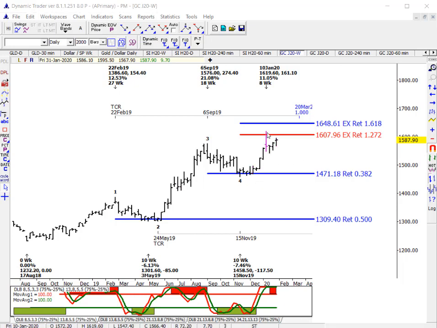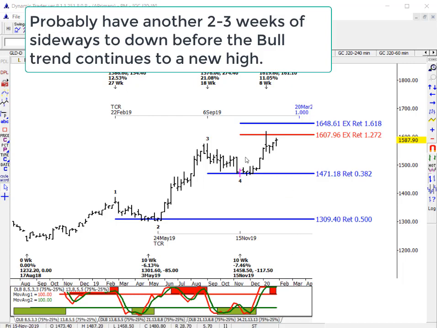We haven't completed this wave 5. We've got longer to go. It should go into March eventually, when we finish this sideways period. So it's not a buying time.